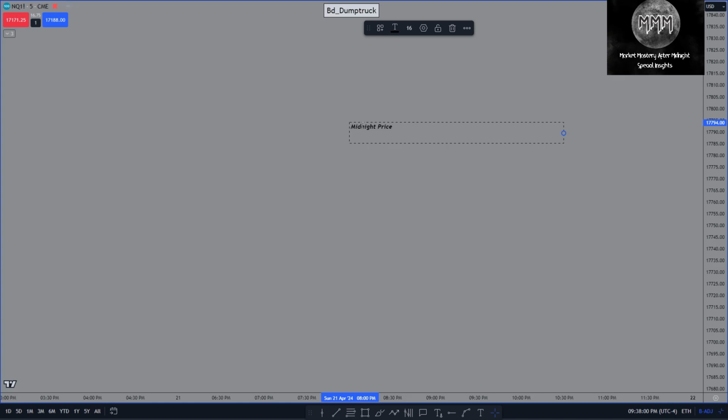So after we see midnight price, we have an idea of what we can expect. Because once we see midnight price, we know the level that smart money is using to determine for manipulation. Because if smart money is bullish, they are waiting for that move below midnight price to buy it. They're not buying above midnight price. They're buying at the best prices possible.